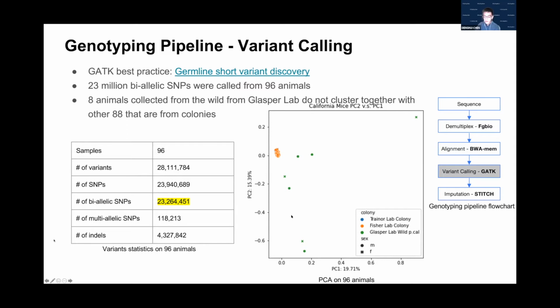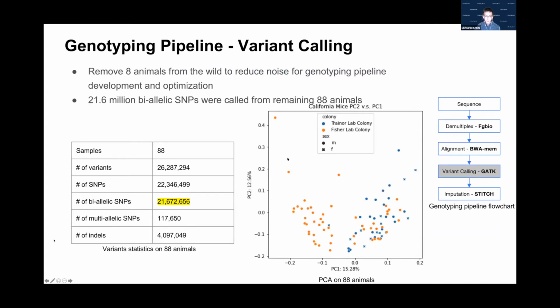So we decided to drop those 8 animals because we are still in the process of developing and optimizing our pipeline. We want to reduce the noise as much as possible. And after we remove the 8 animals, we still get 21.6 million biallelic SNPs, and the PCA plot looks much better.